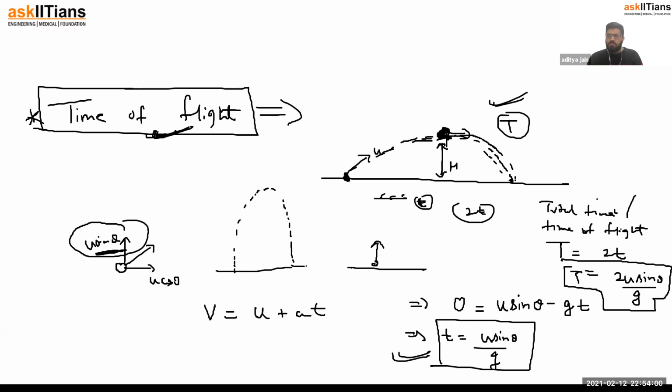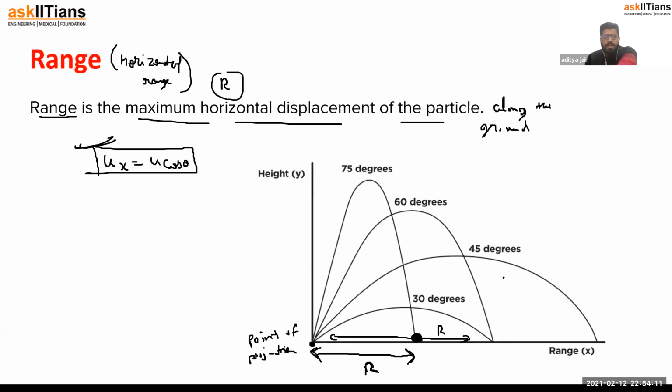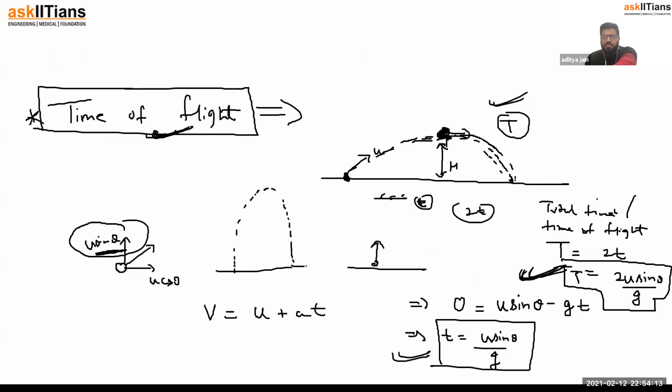So this is the formula for time of flight: 2u sine theta over g. So we have derived two formulas: maximum height, which is given by the vertical component, u square sine square theta by 2g, and the time of flight, which is given by 2u sine theta by g. So I think you are now clear about how to find these components.